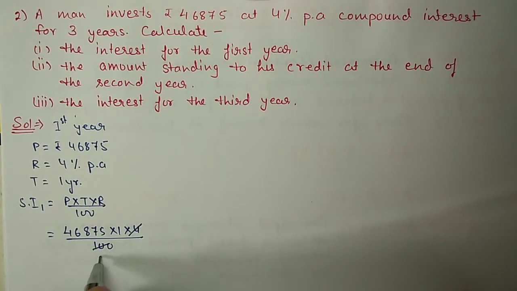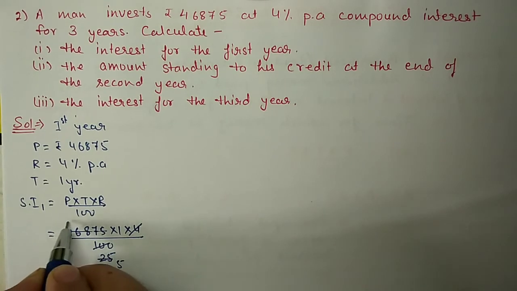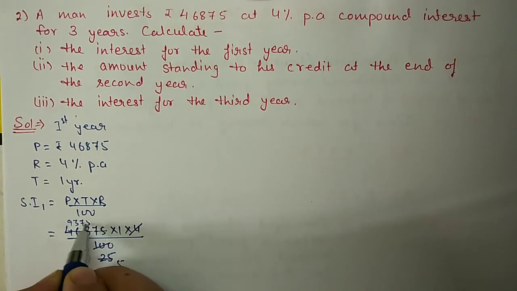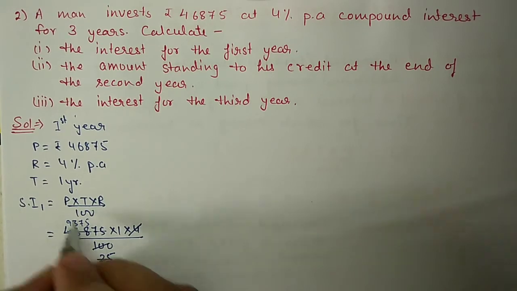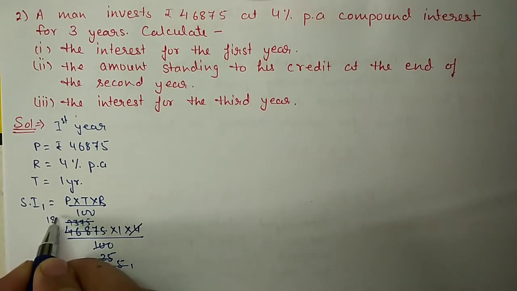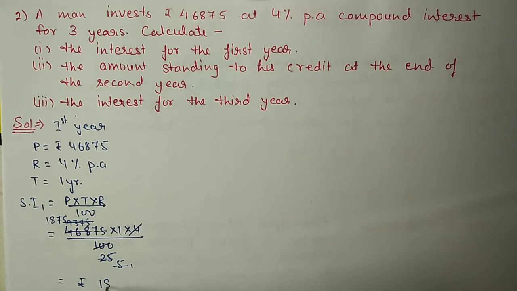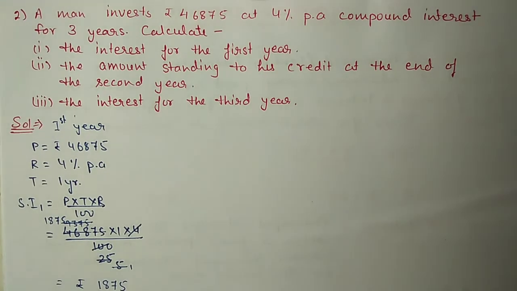So from 4 you can cancel 25 times, then with 5 you can cancel 5 5s, and 5 9s, 3s, 7 and 5 times. Again 5 ones you can cancel, and 5 1s are 5, 8, 7 and 5 times. So the simple interest for the first year is 1,875 rupees.